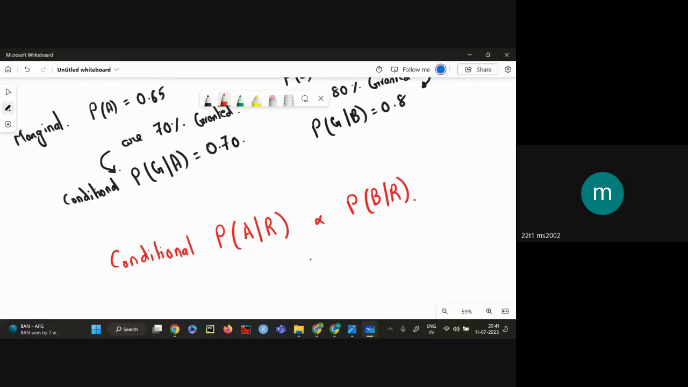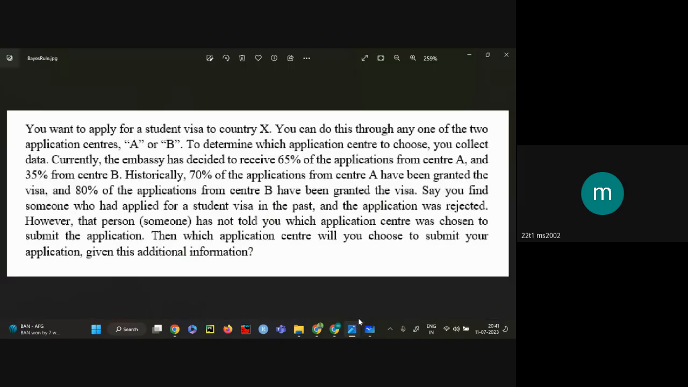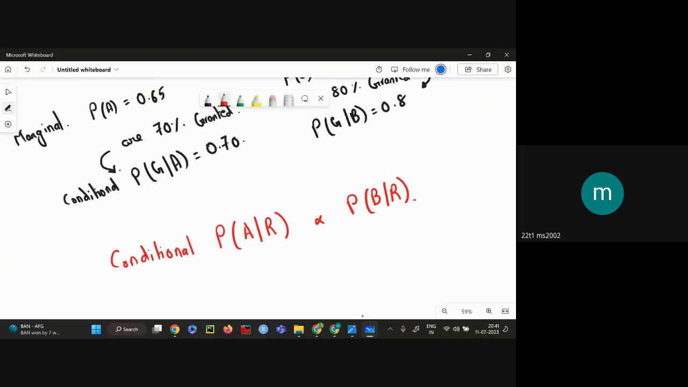And I want to make a choice such that, since I'm going to apply for a visa and my goal is to get granted, whichever is lower, that center I will choose. Okay? And so I want to find this conditional probability, given that a visa was rejected.